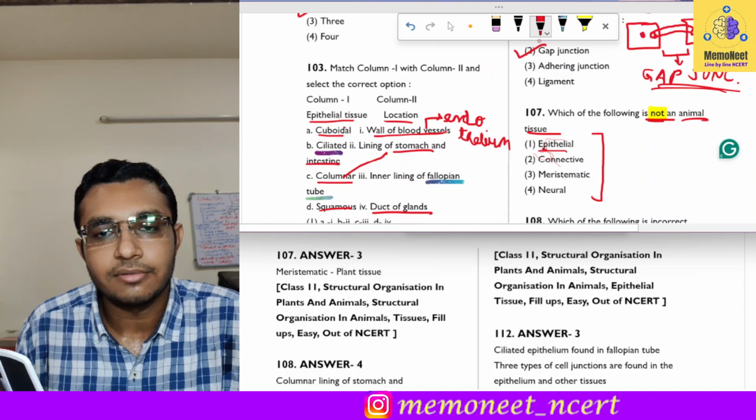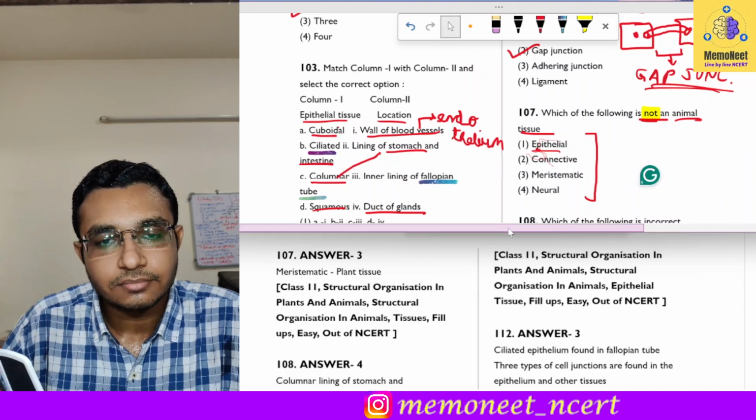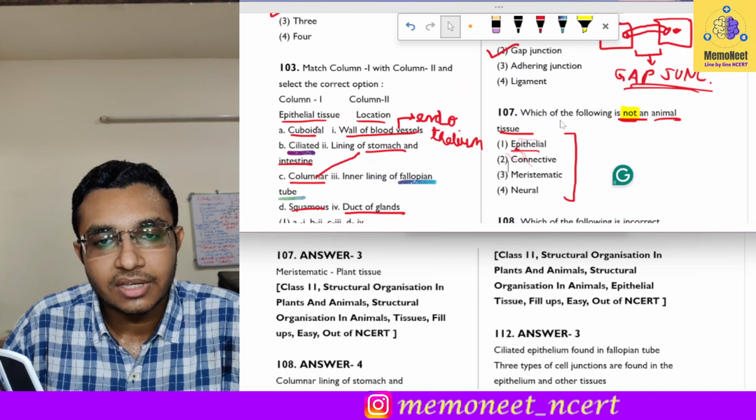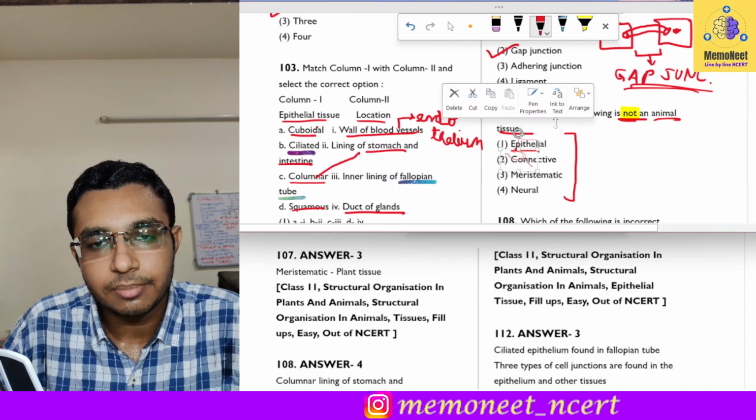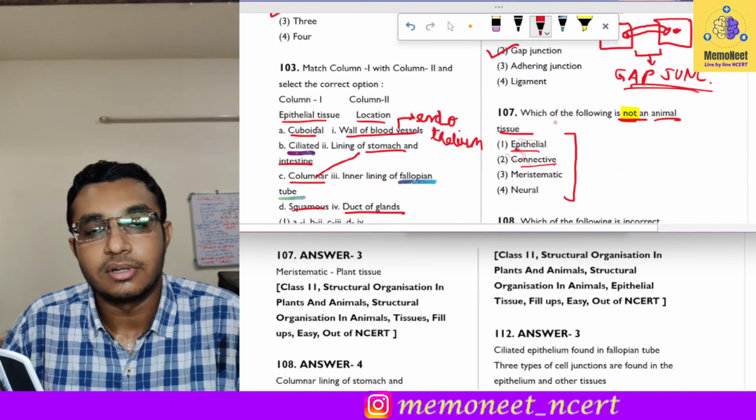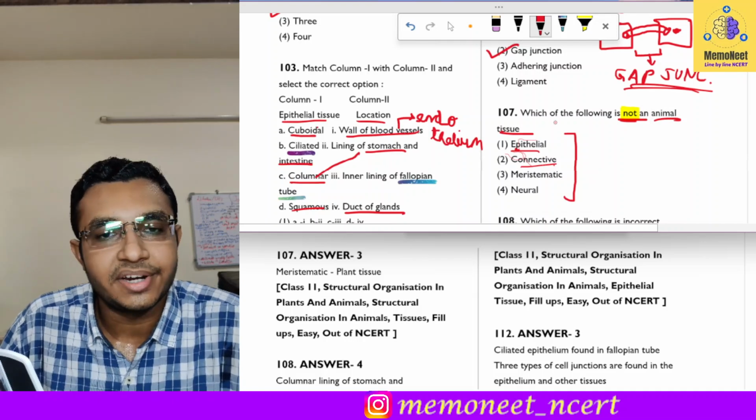Okay, so that will be incorrect. Then next is the connective tissue, so that is also an animal tissue. Okay, that is also incorrect.